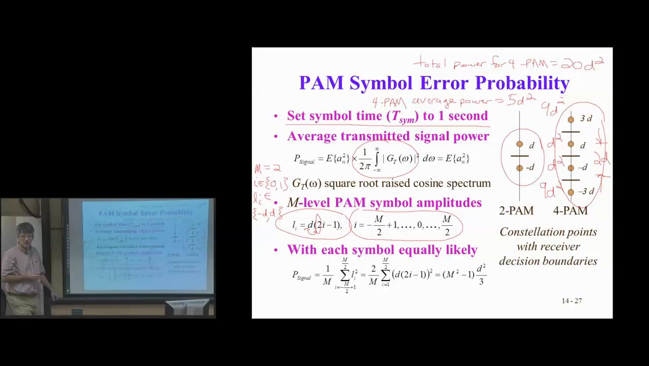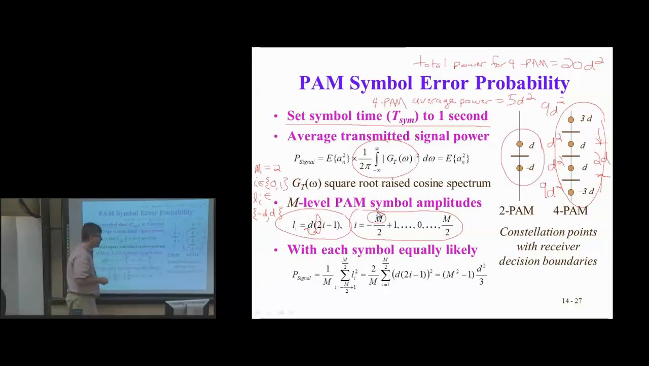Does it also work for decimal-level PAM? I haven't tried it for 7.2 or 150 levels. But in principle it should, because M has to be an integer. Even for this HDSL2 standard, it's an integer number of levels. It just works out to some fractional number of bits. So as long as M is an integer, this should work.